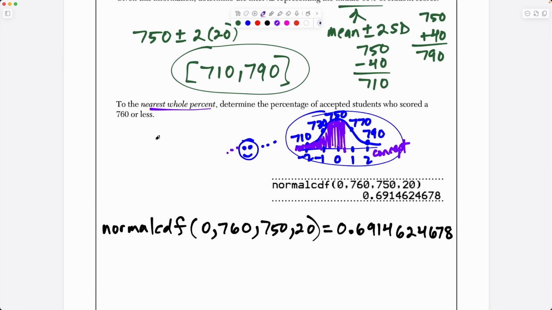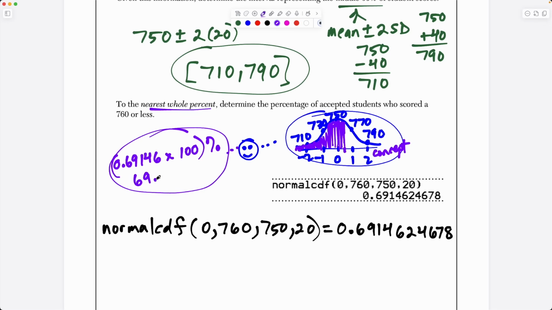So this is where we have to know how to turn a decimal like this into a percent. When you want to turn a decimal like this into a percent, you're going to take this decimal and multiply it by 100. I know I could stop here because when I multiply by 100, this decimal just moves 2 places to the right. Okay, so I have the decimal times 100, and then that's our percent. So if I move the decimal 2 places to the right, it would be 69.146%, but to the nearest whole percent, this would just be 69%. Okay, so this would be our answer.